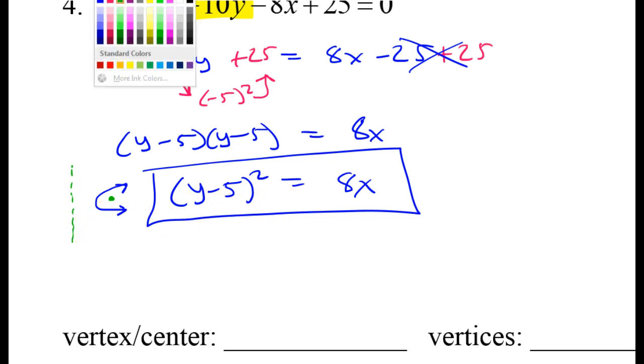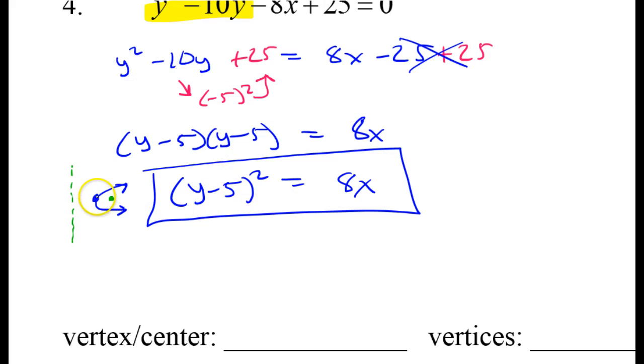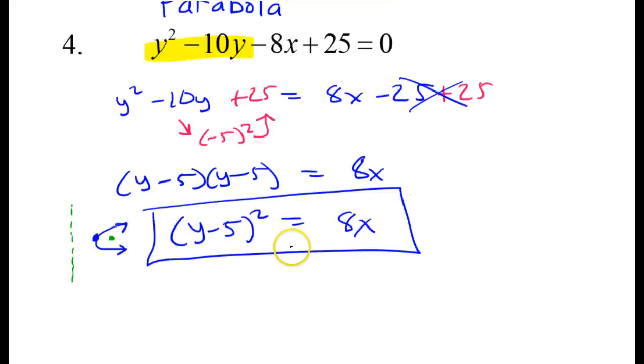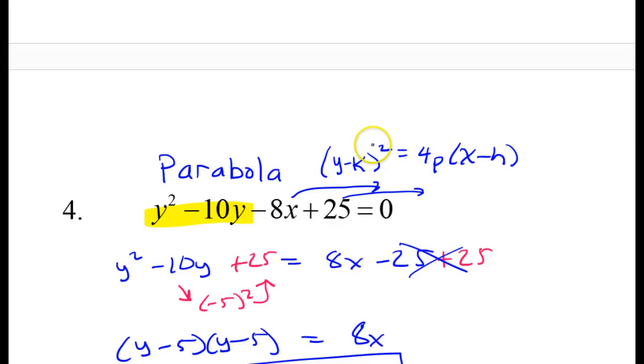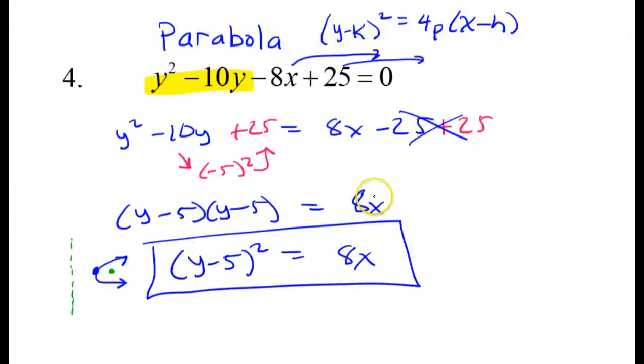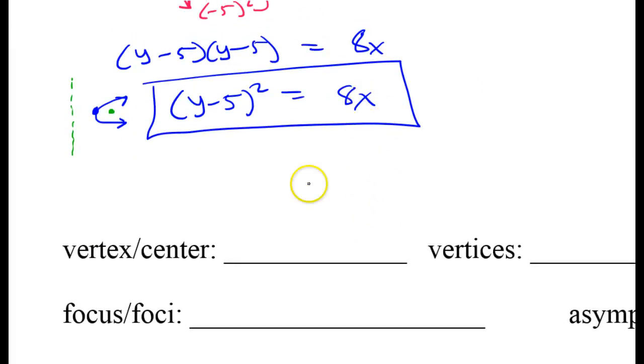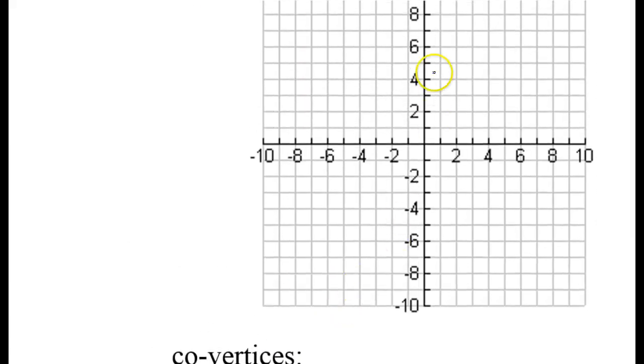So let's talk about what the vertex is. In other words, the coordinate of this point right here. Well, looking at the original model, the vertex is always h comma k. So the opposite of this and the opposite of this. So that's why my vertex is going to be 0 from this, comma, positive 5. Because I didn't have anything added or subtracted with the x, I know it's going to just be 0. But the negative 5 becomes a positive 5 y coordinate. So let's go ahead and graph that. So 0, comma 5 is right here. That's my vertex.